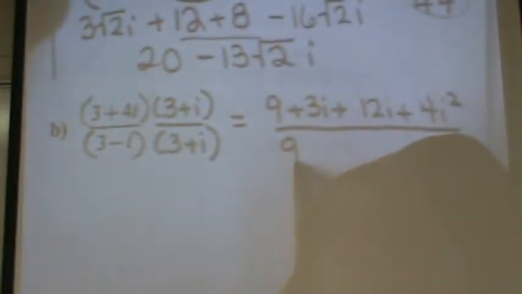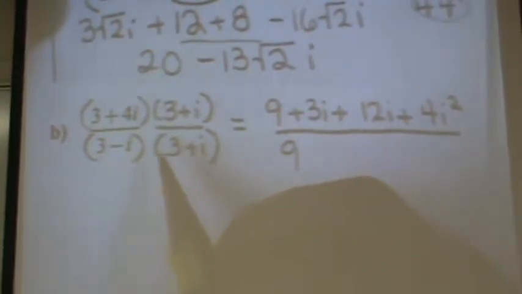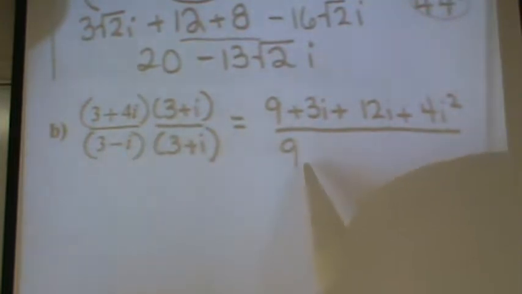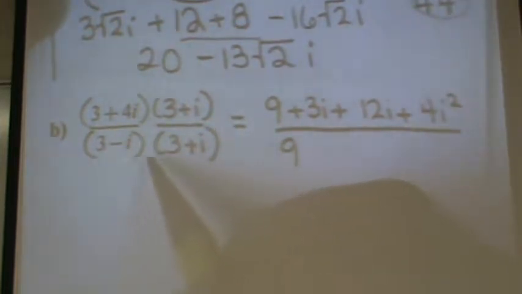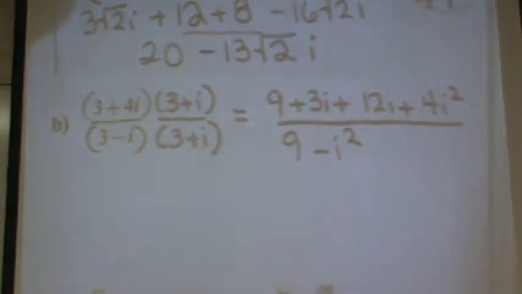Let's do the bottom. What's 3 times 3? Now, what's going to happen with the next two, the outer and inner? They're going to cancel each other out. So do I need to do them? No. I want to do the last ones though. What's negative i times i? Negative i squared. Okay, now let's combine like terms.